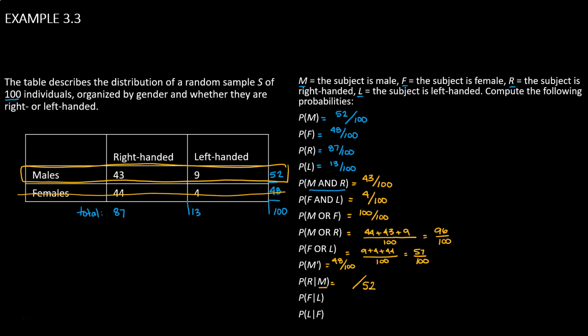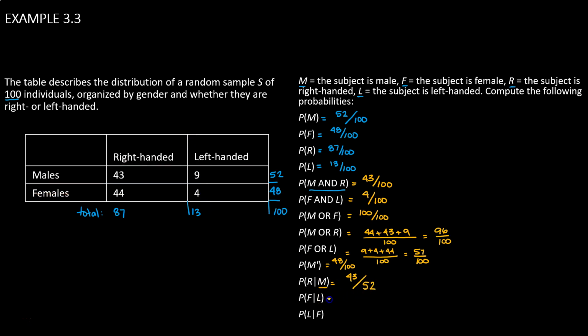And of those 52 men, how many are right-handed? 43. So the probability that the individual we select is right-handed, given they are male, is 43 out of 52.